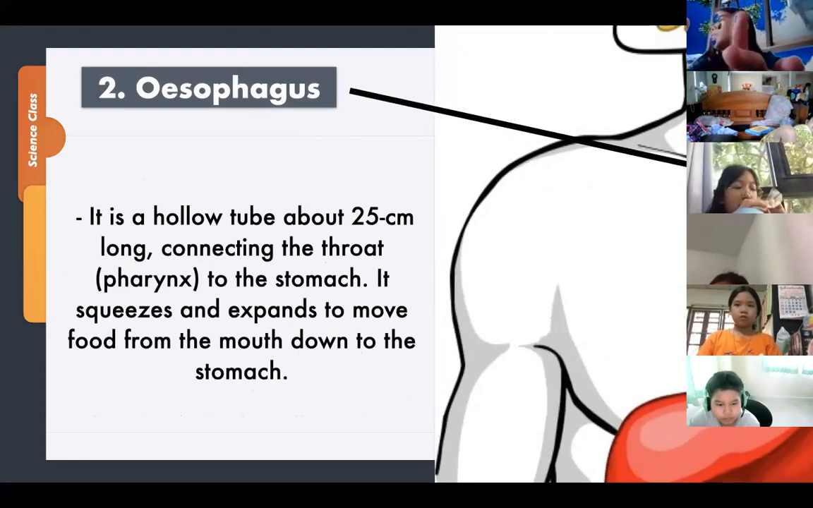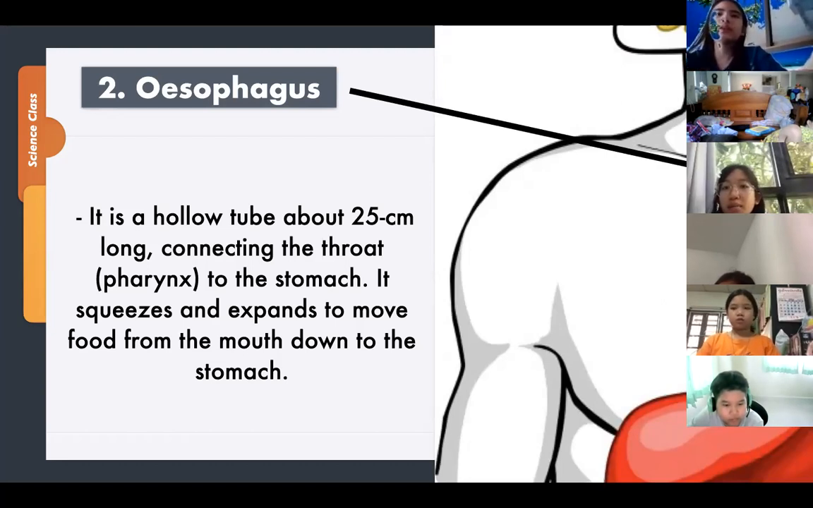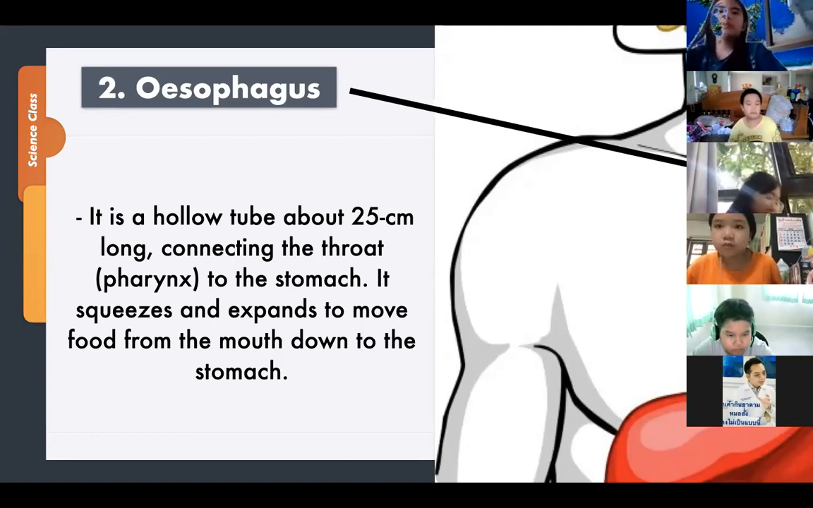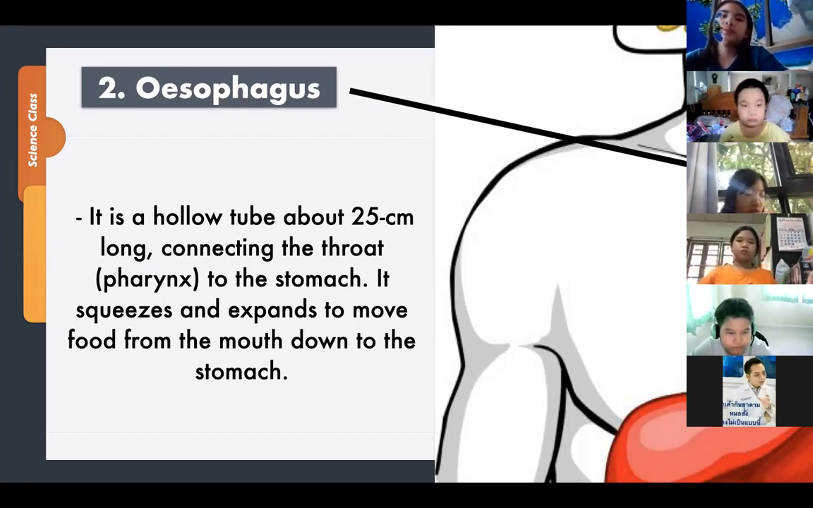Next, let's go to the esophagus. The esophagus is a hollow tube about 25 centimeters long, connecting the throat, the pharynx, to the stomach. It squeezes and expands to move food from the mouth down to the stomach. I mean to say, it pushes the food going down to the stomach. So they push and push, with the help of saliva and other parts in the mouth. That's how the food goes down to the stomach.